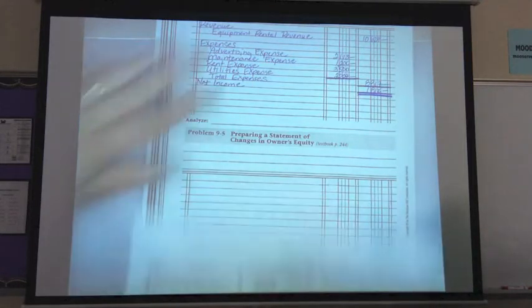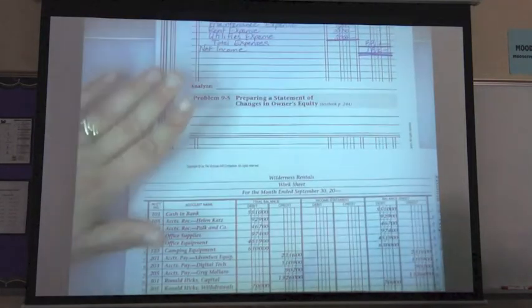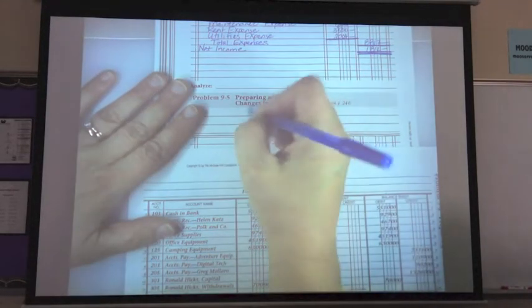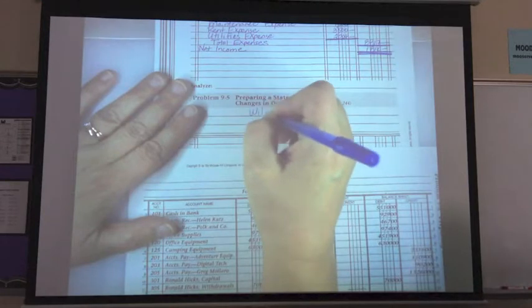So the first thing we're going to do is start that 3-line heading. It's going to be very similar to your worksheet, except it's going to say statement of changes in owner's equity. All right, Wilderness Rentals.